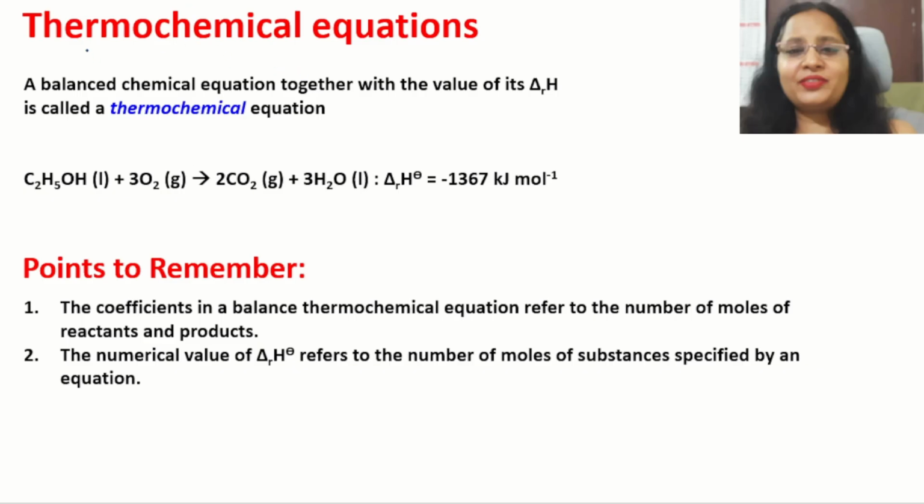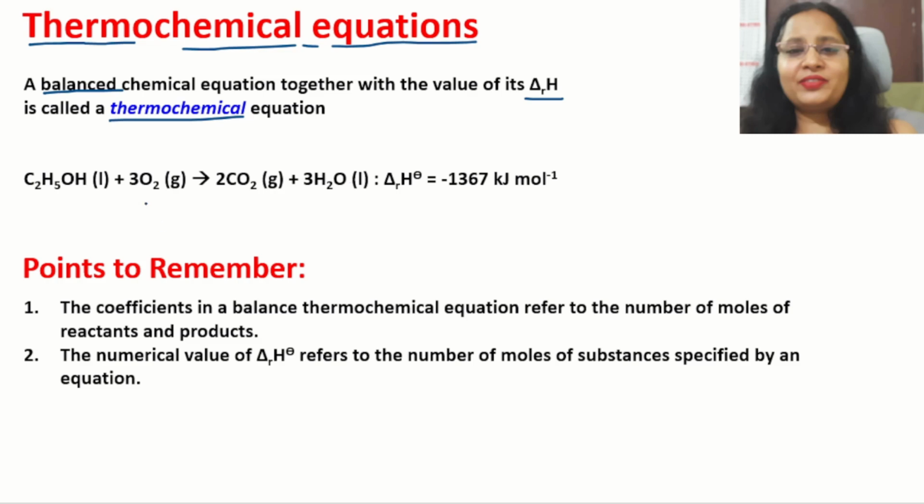It's the thermochemical equation. As the name suggests, thermo means something about heat, and it's a chemical equation. So together, a balanced chemical equation together with the values of its delta RH is called a thermochemical reaction equation. In general terms, any chemical equation which is fully balanced and is denoted with its delta RH value is called a thermochemical equation.